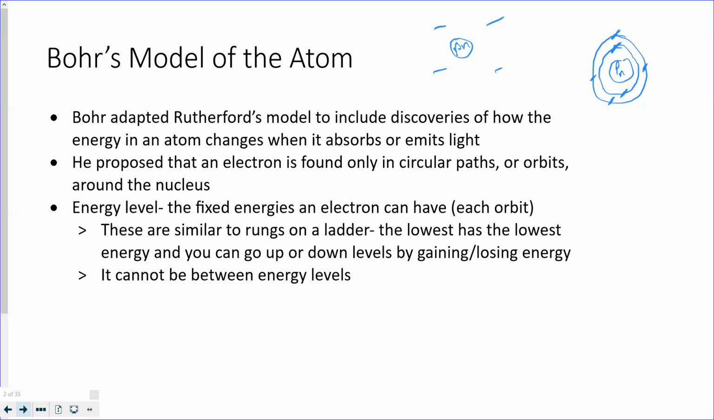He said that the lowest rung, the one closest to the nucleus, has the lowest energy, and you can go up or down levels by gaining or losing energy. And yet again, you cannot be between energy levels. So electrons are going to be in the lowest energy level possible, so the one right outside the nucleus. And if they gain energy, they can jump up from one level to the next. And if they lose energy, they can fall back down to that lowest energy level closest to the nucleus, which is our ground state, the lowest energy.